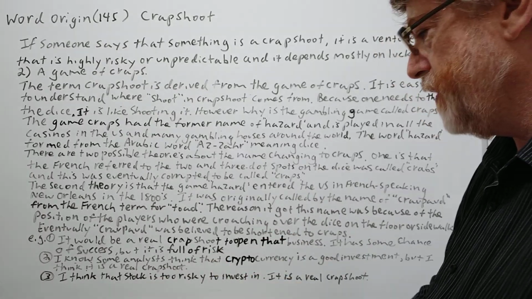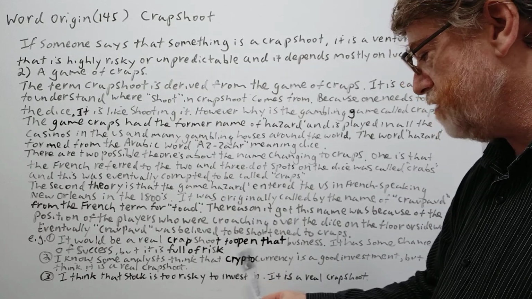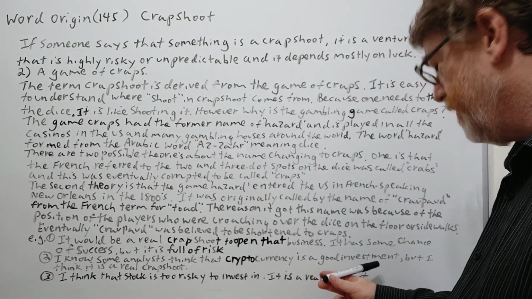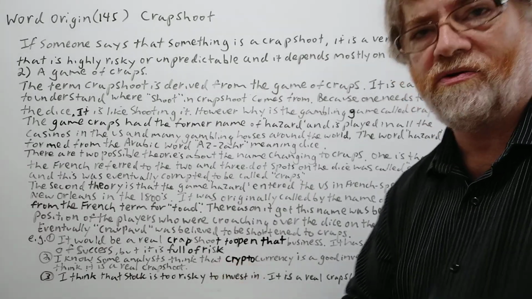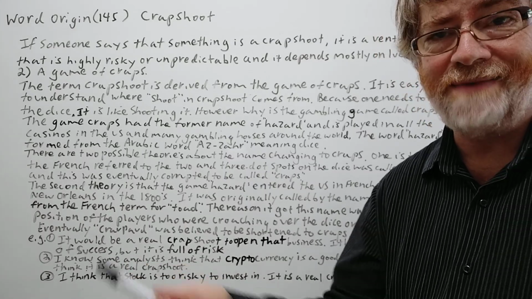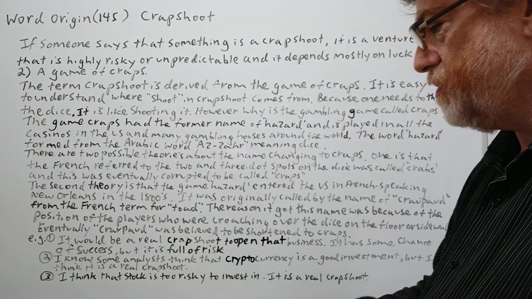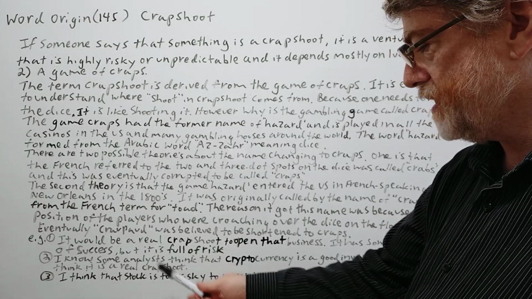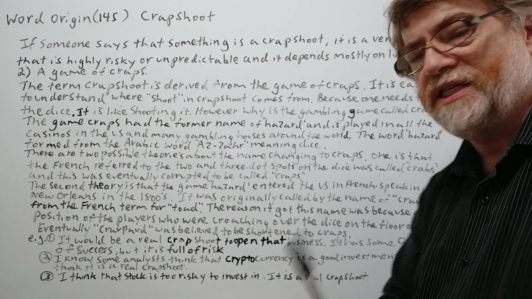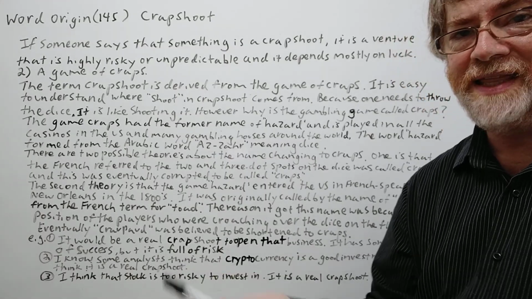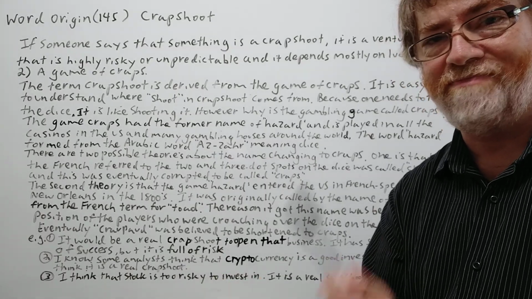Okay, or number 2, I know some analysts think that cryptocurrency is a good investment, but I think it is a real crapshoot. So you might be right. I mean, you could get lucky, but there's a high chance it may not be. Or number 3, I think that stock is too risky to invest in. It's a real crapshoot. So, yeah, there is some chance you could be right, but too much risk.